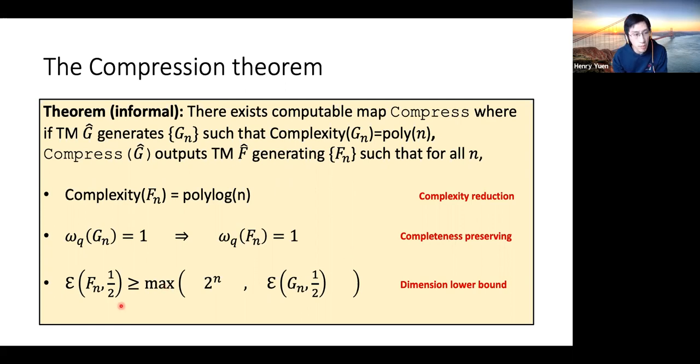And we have a relationship between the amount of entanglement required to play F sub n and the amount of entanglement required to play G sub n. So there's actually two lower bounds here. In order to win F sub n with probability at least a half, you need at least either 2 to the n dimensional entanglement, or the amount of entanglement needed to play G sub n, whichever is greater. So this slide is very important. Maybe take like 10 seconds to stare at it and let it sink in.